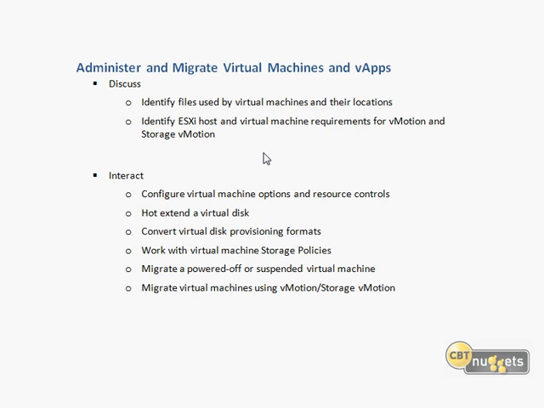When we get into the interactive portion, what I want to do is spend some time talking about those virtual machine options that we sort of glossed over in that last nugget, and then also the resource controls that I told you I was punting on until this nugget. We're going to talk a little bit about virtual disks, how you can hot extend one, how you can convert its provisioning format, how you can work with storage policies just a little bit more. I know we've touched on storage policies already just a bit. And then we're going to work in those two topics associated with migrations, specifically the vMotion and storage vMotion activities.